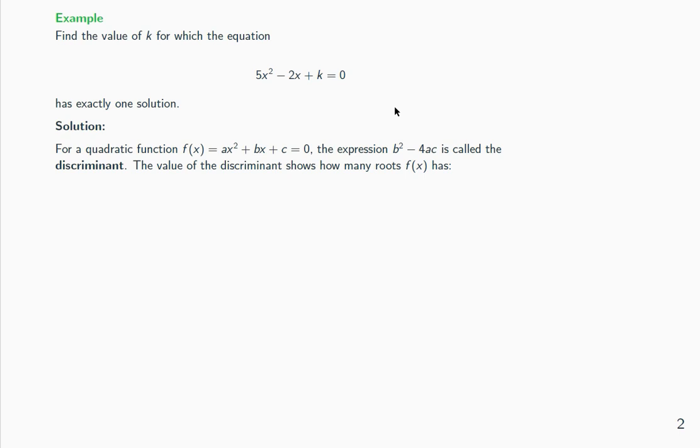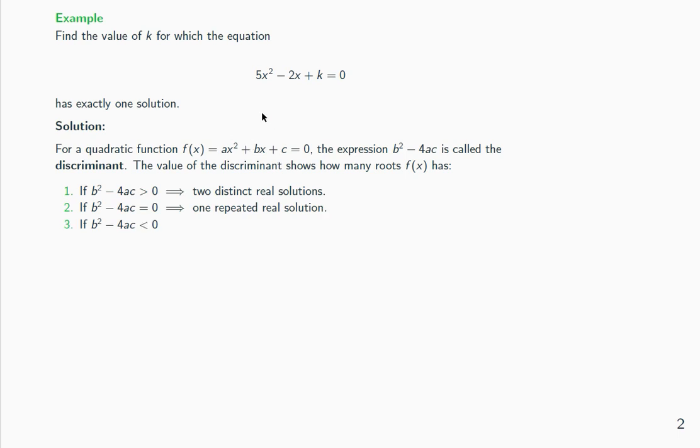We've got three different cases. If the discriminant is strictly greater than 0, this implies that there are two distinct real solutions to this quadratic equation. If the discriminant equals 0, this implies that there is one repeated real solution to the quadratic equation. If the discriminant is strictly less than 0, this implies that there are no real solutions. So in our case, for this quadratic on top to have exactly one solution, we have to set the discriminant to be equal to 0.